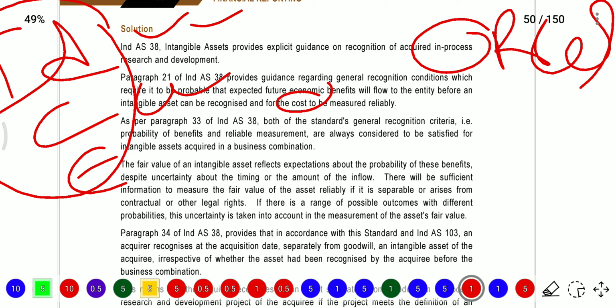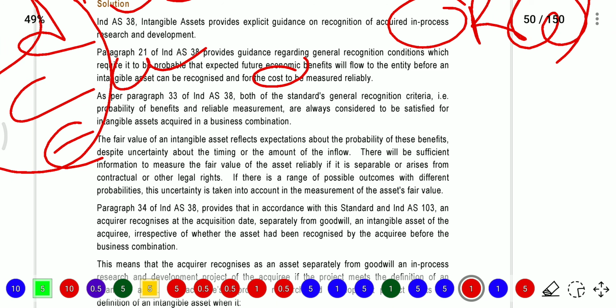Now as per para 33 of Ind AS 38, both the general recognition criteria, probability of benefit and reliable measurement, are always considered to be satisfied for intangible assets acquired in a business combination. Now for intangible assets, we can recognize using the fair value, which reflects the probability. So here the fair value of the intangible asset is provided, and we need to see whether there is sufficient information to measure the fair value of the asset reliably, if it is separable or arises from a contractual or legal source. So what is the fair value?